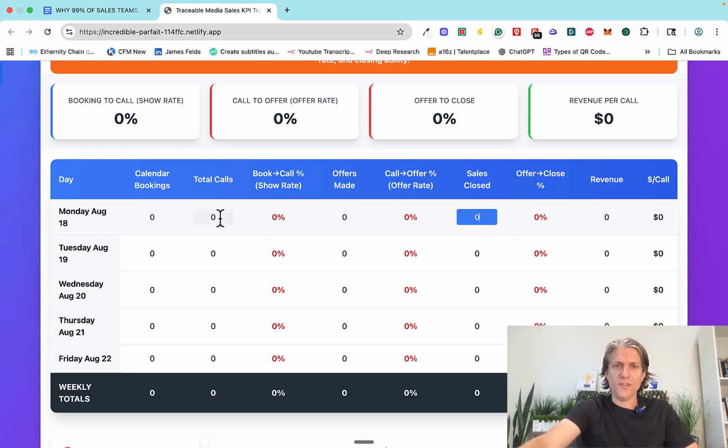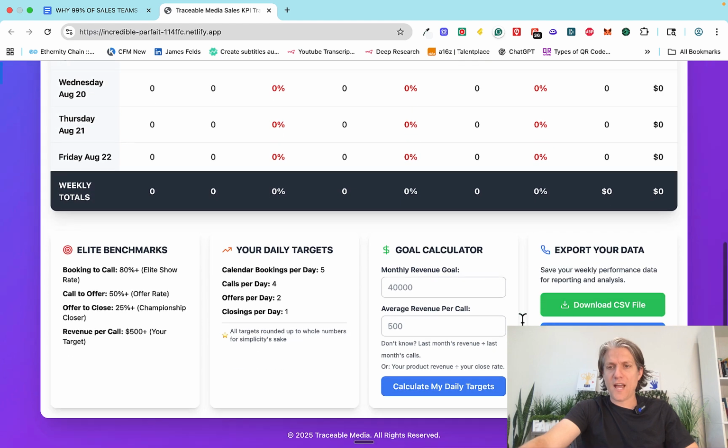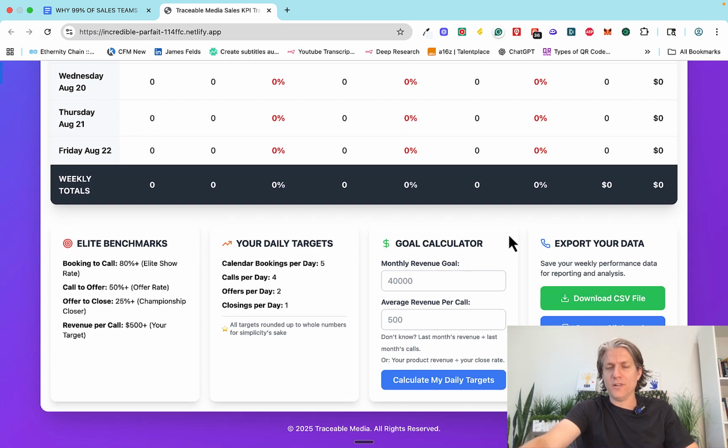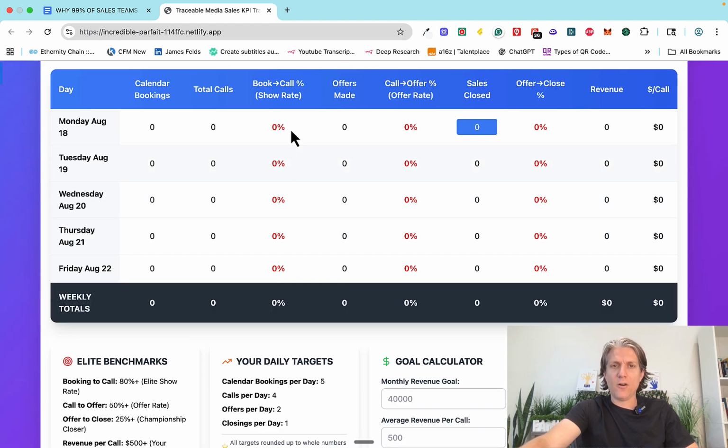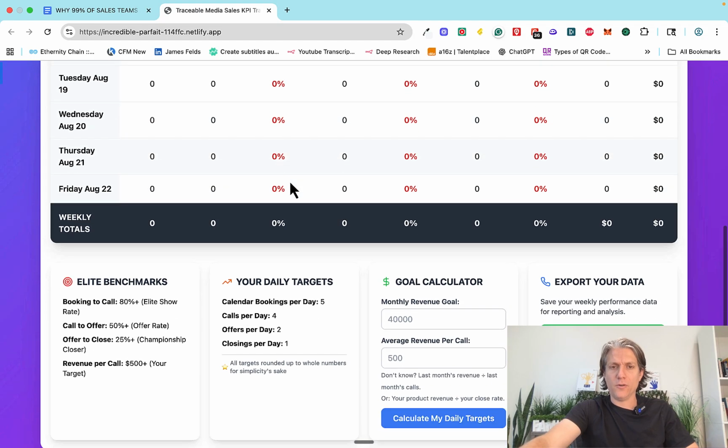You can use this as often as you want. And the cool thing is you can actually download your data or copy it to a clipboard, so you can use this weekly and really get a hold of what's going on with your totals.